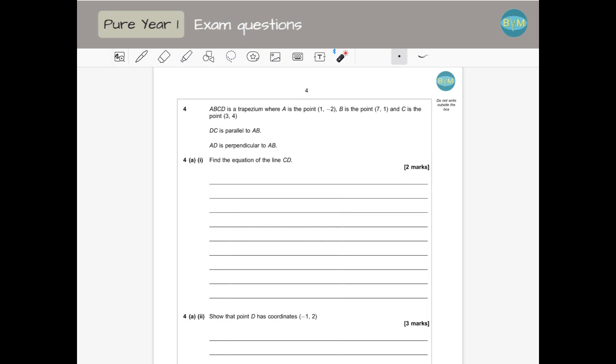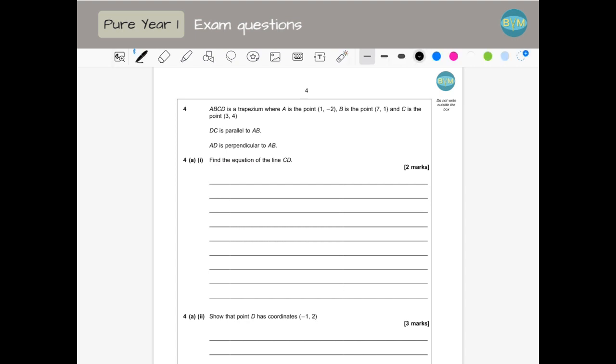Hello, this is question 4 on your November 2021 paper from AQA. It's paper 1. You have ABC is a trapezium where A is the point 1, -2, B is the point 7, 1, and C is the point 3, 4. DC is parallel to AB, AD is perpendicular to AB, and we have to find the equation of line CD.